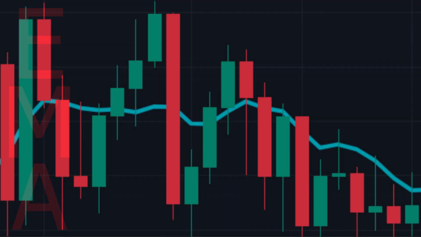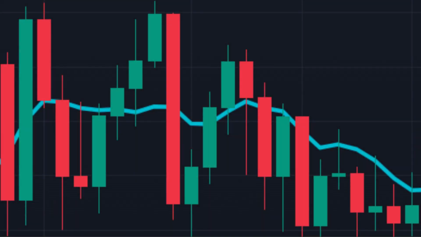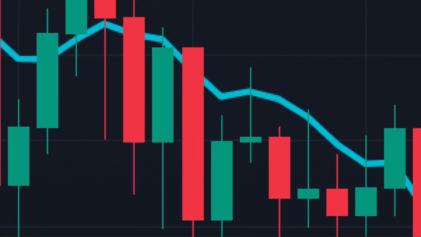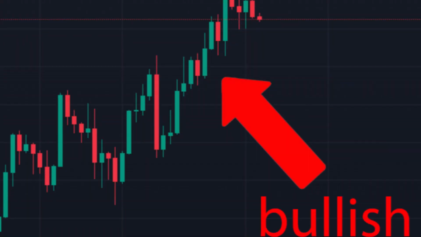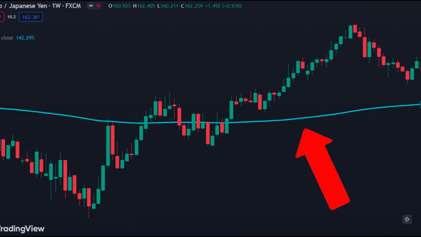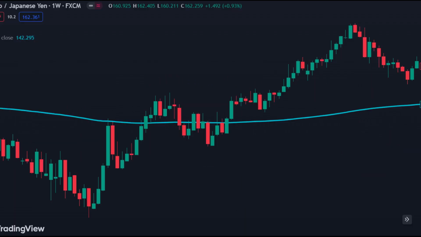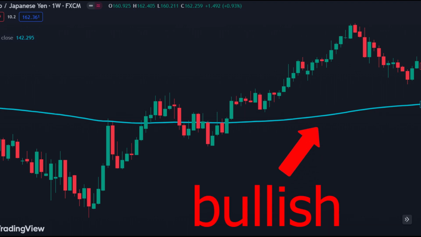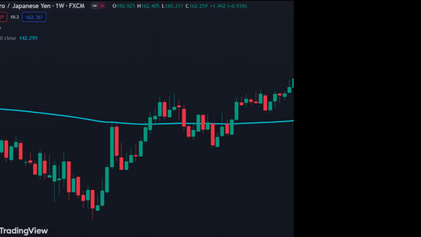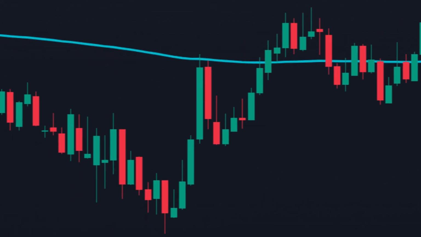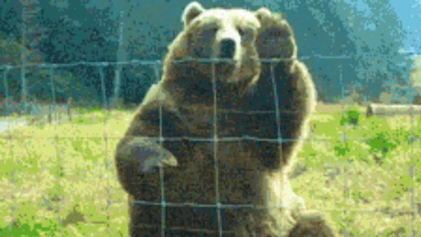The EMA stands for exponential moving average, and it is like the moving average from before, but it gives more importance to recent candlesticks instead of old ones. The EMA is also used to identify the trend. If price is above the EMA, that means that price is above the average value, meaning that the current trend is bullish, and so we should be looking for longs. And vice versa, if price is below the EMA, that means that the trend is bearish, and that we should be entering shorts.